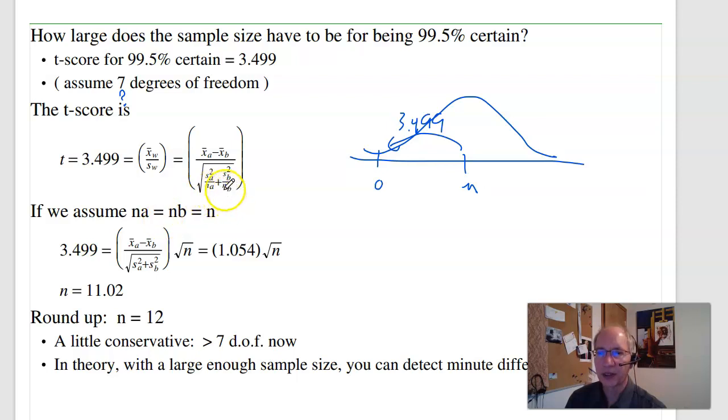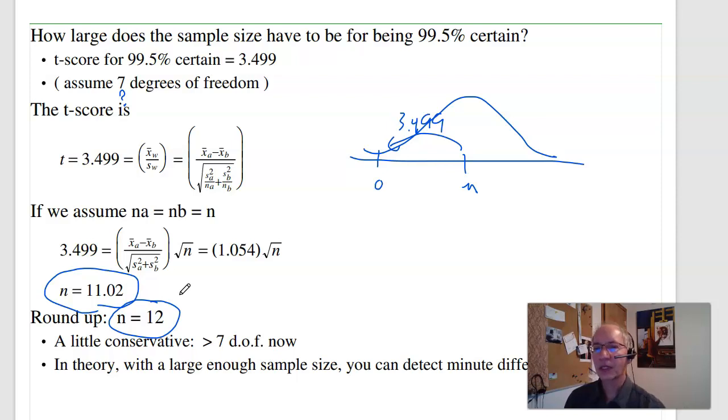Factoring at the end, assuming same sample size for A and B, I can pull that out. This I know, that I know, assuming it doesn't change with sample size. That's 1.05. So n has to be 11. Maybe rounding up to 12. 0.02 is pretty close to 11, but just to be safe, rounding up. If I have a sample size of 12, I can be 99.5% certain about who the better team is.